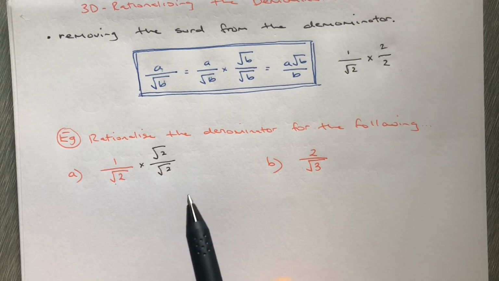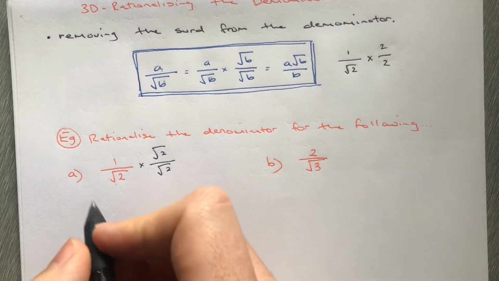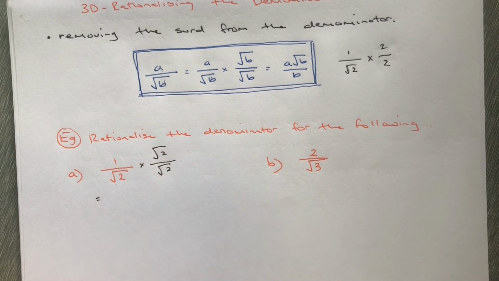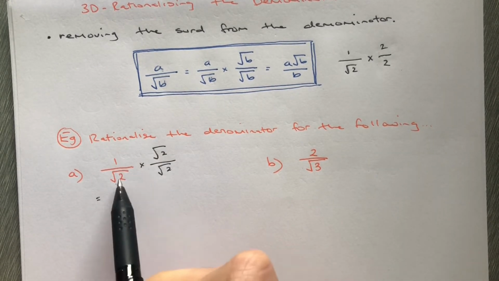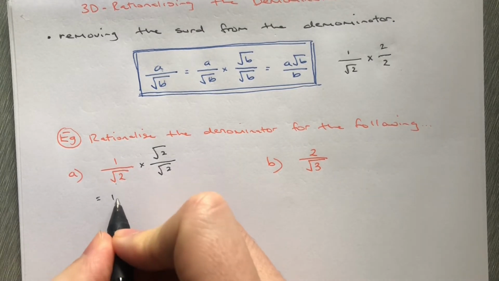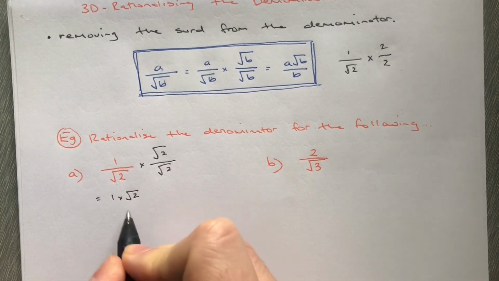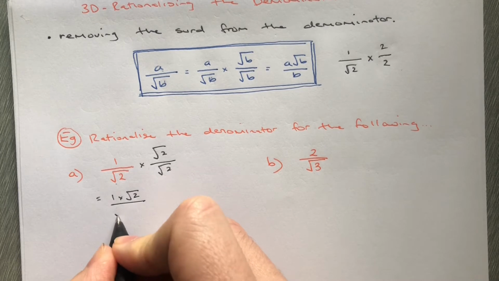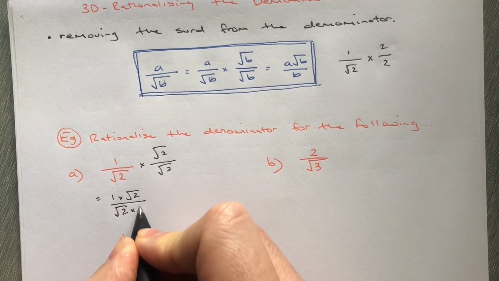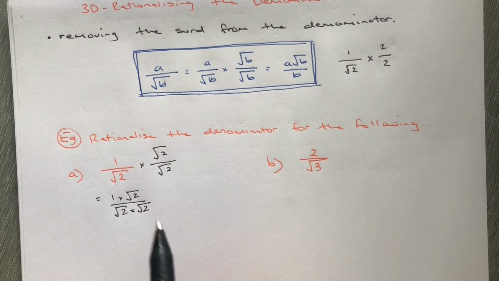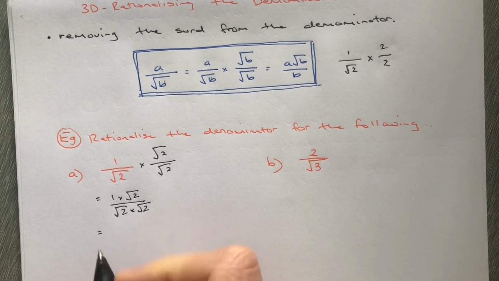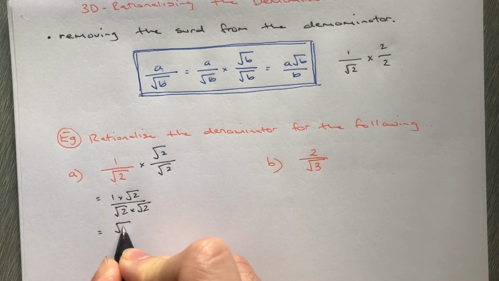Now, I hope we remember how to multiply fractions. It's actually easier than addition or subtraction. It's top times top over bottom times bottom. So 1 times root 2 over root 2 times root 2. Now this stuff down the bottom here, this is what we've been working with, isn't it? So let's look at the top for now. 1 times root 2 is just root 2.